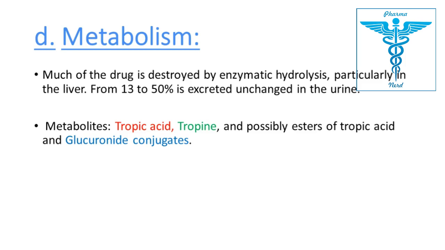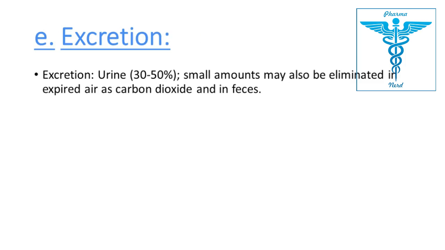Metabolism: much of the drug is metabolized by enzymatic hydrolysis, particularly in the liver. From 13 to 50% is excreted unchanged in urine. Major metabolites of atropine are tropic acid, tropine, and possibly esters of tropic acid and glucuronide conjugates. Excretion: urine, 30 to 50%. A small amount may also be eliminated in expired air as carbon dioxide and in feces.